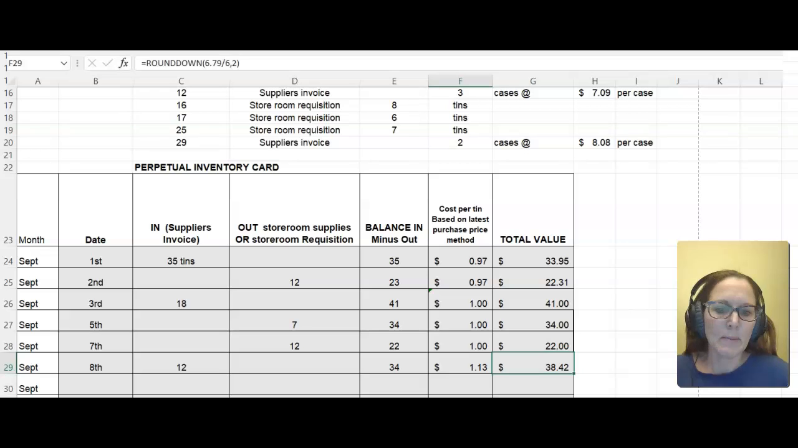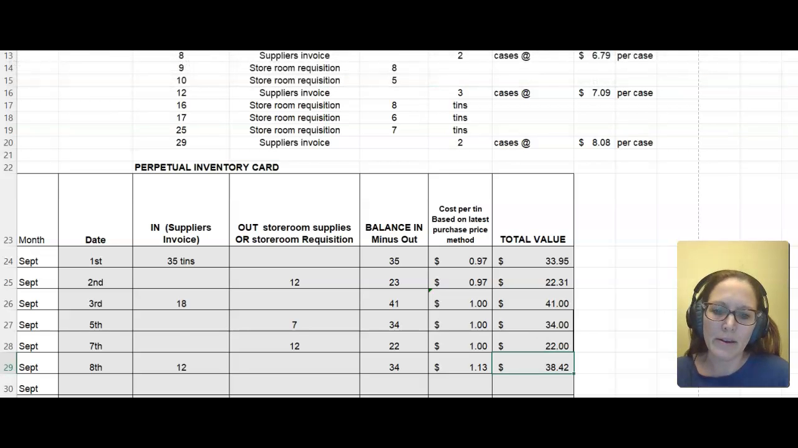$38.42. And someone may ask, can you use the round key? Well, in this situation you can't use the round key because it will just round it off instead of rounding it how you want it, which is up or down.